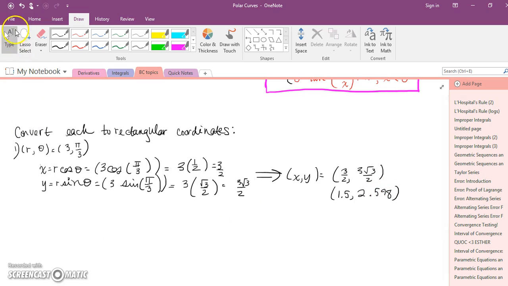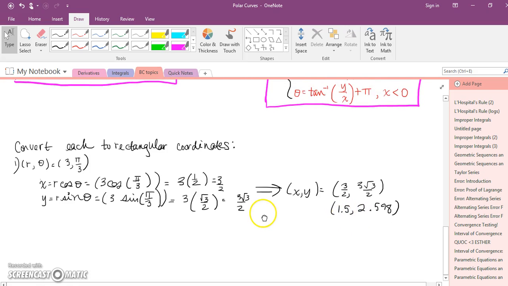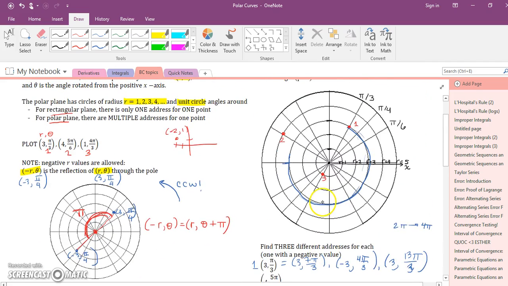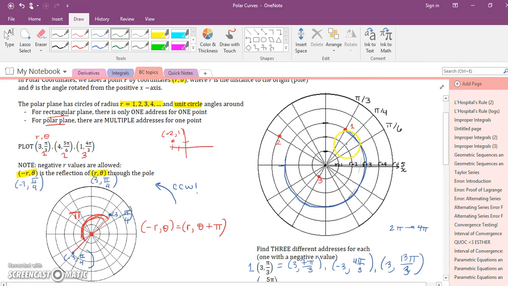So let's go up to our graph here and see what would happen if we were going to actually just plot the point 1.5 and about 2.6. So if you go here, here is our point 3, pi over 3. We converted it to rectangular. Picture going over 1 and then 1.5. Your x would be right there. And if you look up, this point does have an x value of 1.5.